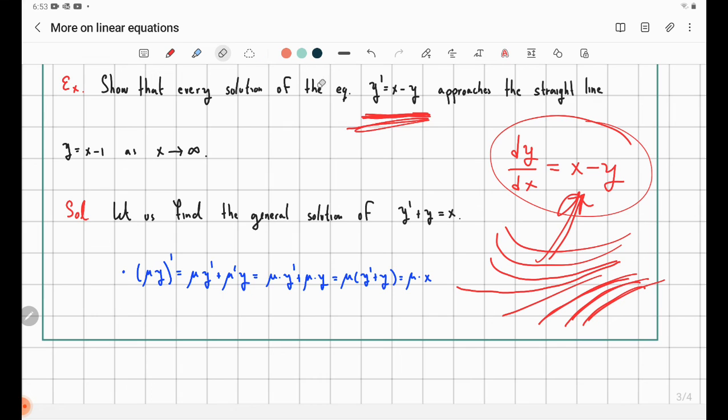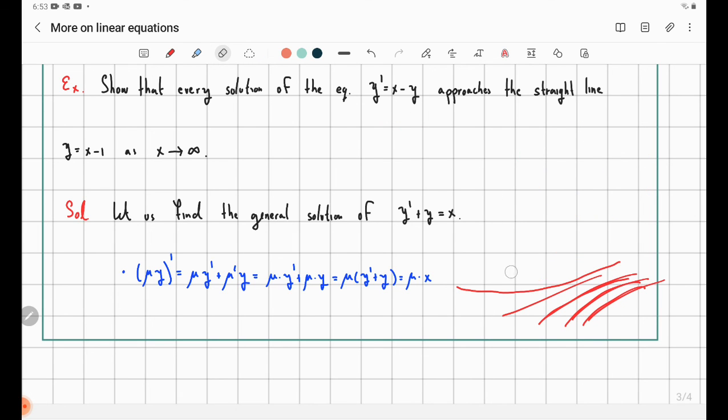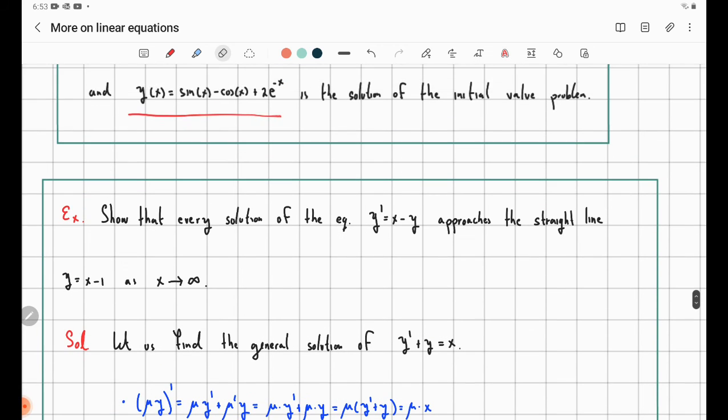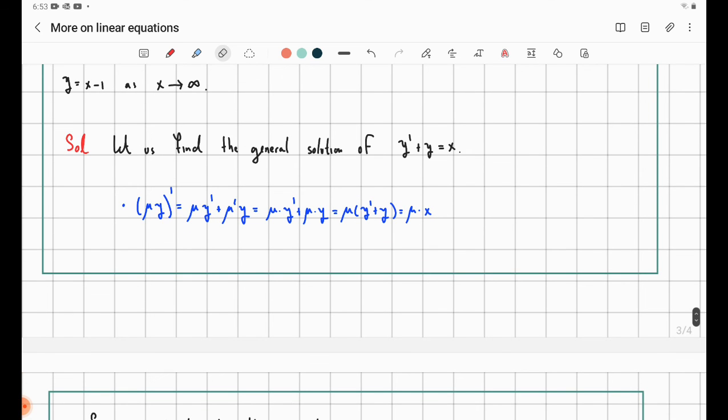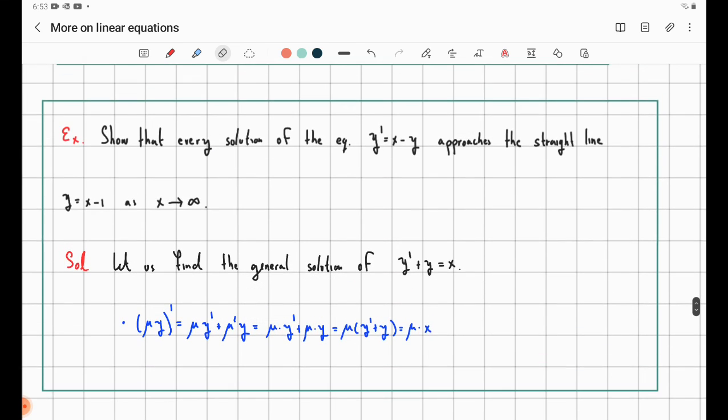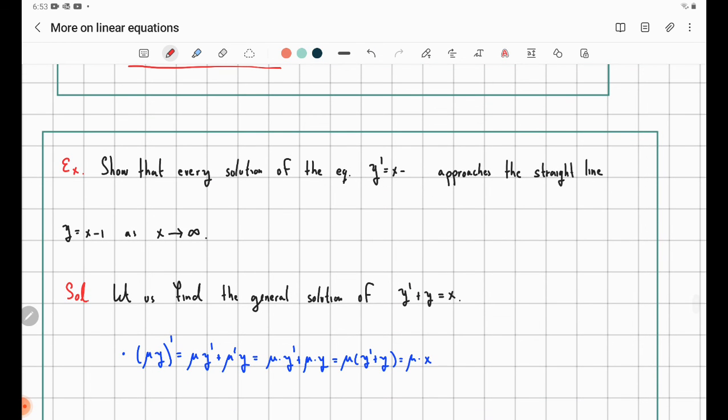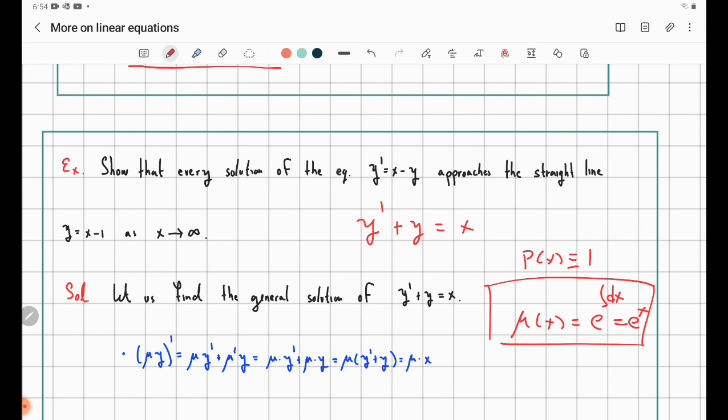So how can we prove that? Well, we can just find the explicit solution, because we know how to solve explicitly a linear first order differential equation by the method of the integration factor, and we can solve this very easily. Note that in this case the equation is just y prime plus y equal x. So p of x is identically equal to 1, and the integration factor will be given by the exponential of the integral of p, which in this case is just e to the x.